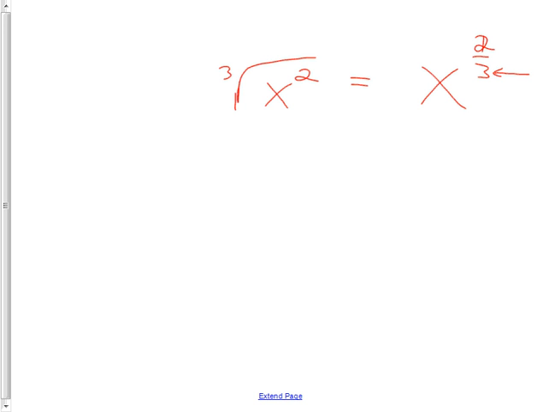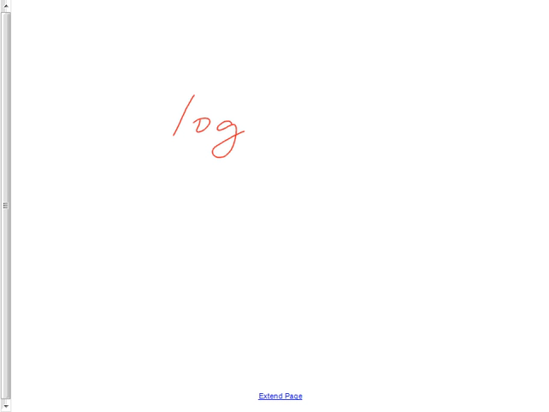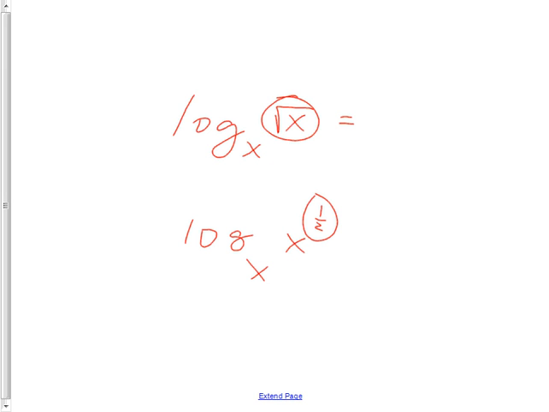Why do you care? Because what if they do this? Log... who's got the answer? Say it when you know it. 1/2 is right. How could the answer be a half? Because you rewrite this as x to the 1/2, and then it'll be log base x of x to the 1/2, and if these two are the same, that's the answer, so the answer is a half. You get that? Stay focused, please.